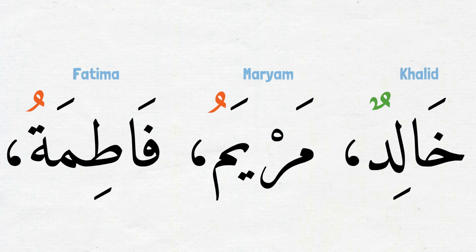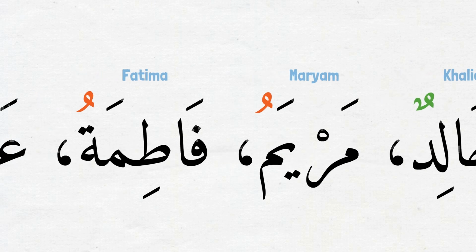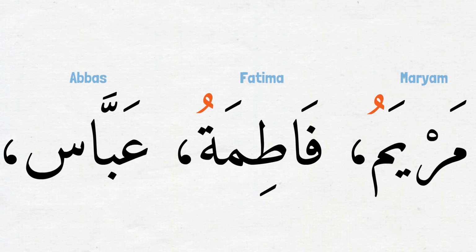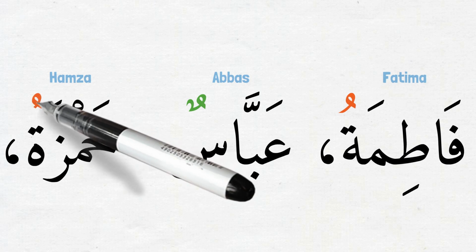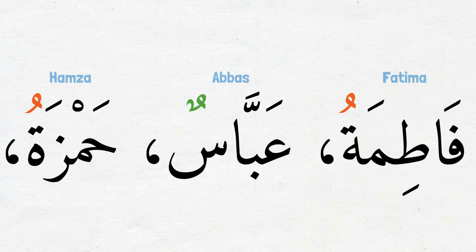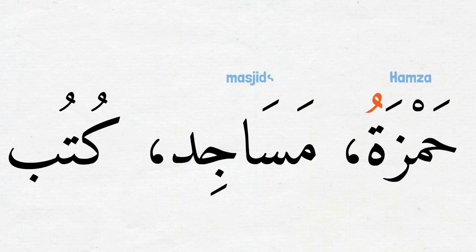Fatimatu. It is a diptote belonging to group number 1. Abbasun. It is a regular triptote proper noun. Hamzatu. It is a diptote because it is mudhakkar name ending with ta marbuta. It belongs to group number 2 in the list. Masajidu. Masjids. It is a diptote following the pattern mafa'ilu, group number 6.